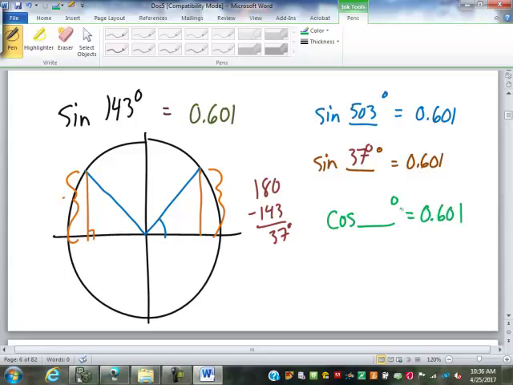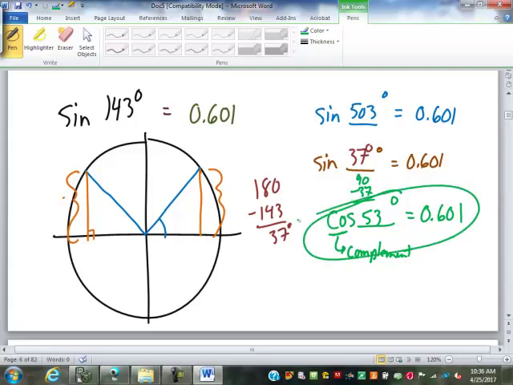The cosine of some angle is going to be 0.601. The cosine of what angle? Or what does co mean? Co means complement. So the complement of 37, right? 90 minus 37 is going to be 53 degrees. Check that one out quick. Cosine of 53. Make sure it's 0.601. And it does. Good.